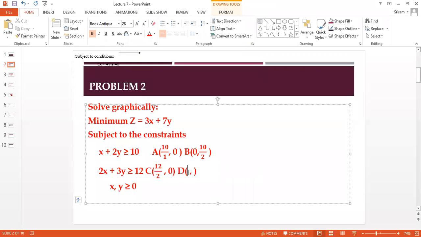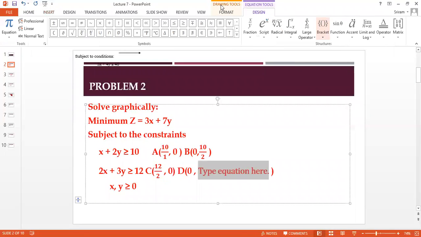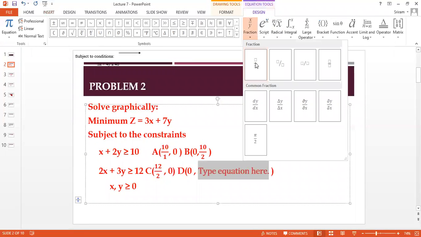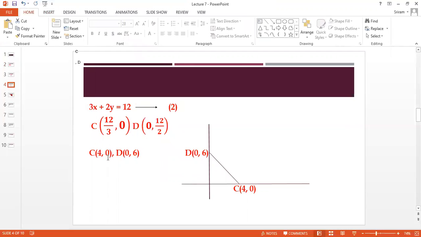Next, I am going to find the value of d. To find the value of d, we are going to take the x value 0 and check for the y value. I am going to take the right hand side, 12, and divide by the coefficient of y, which is 3. So when I divide 12 by 2, this is 6. When I divide 12 by 3, this is 4, isn't it? So I am going to draw the second equation.